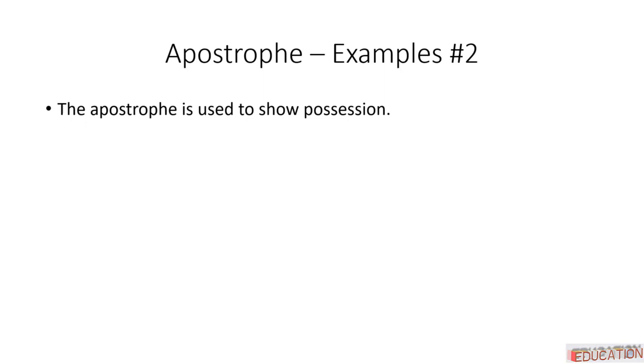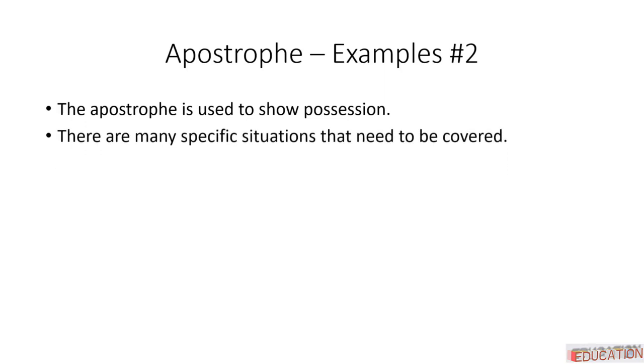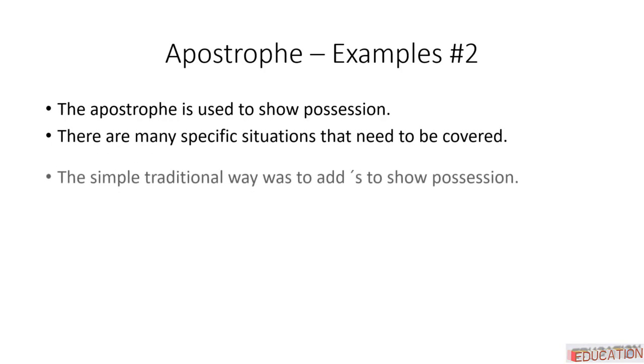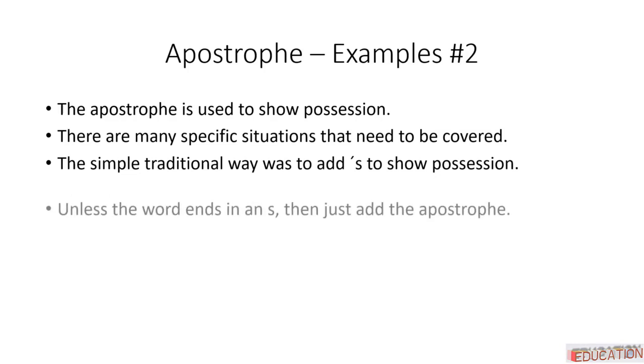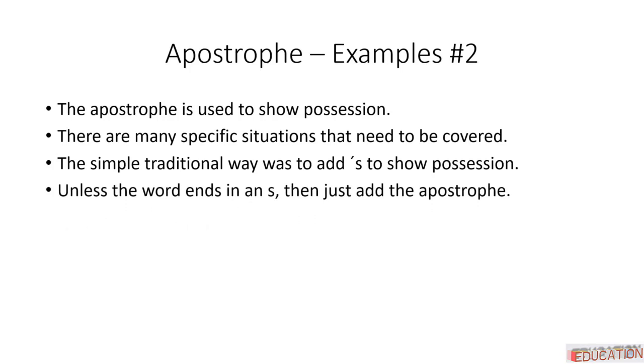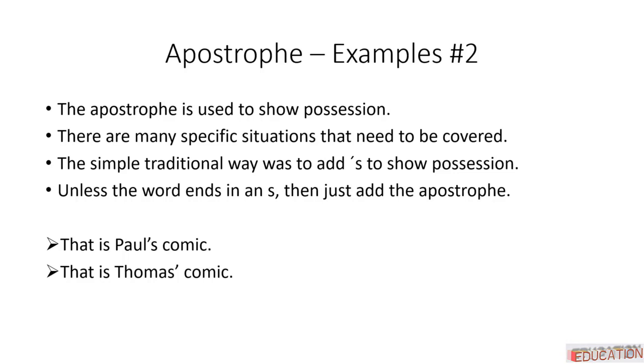Apostrophe is also used to show possession. And there are a few specific situations we need to look at. The simple traditional way was to add apostrophe s to show possession, unless the word ends in an s, then we just add the apostrophe. As in, that is Paul's comic, that is Thomas' comic. So Paul apostrophe s, and Thomas, as it ends in an s, just an apostrophe.